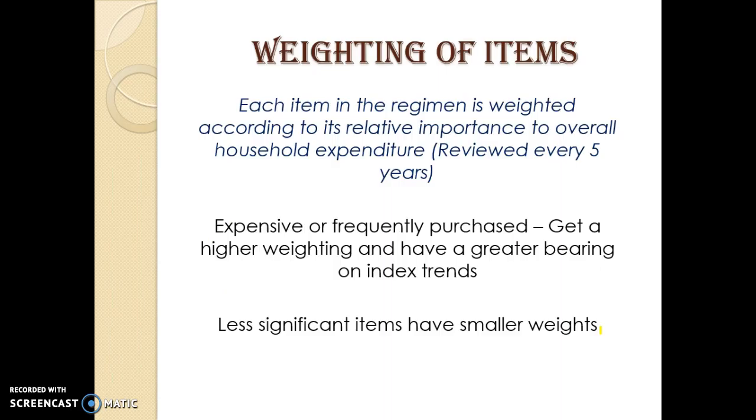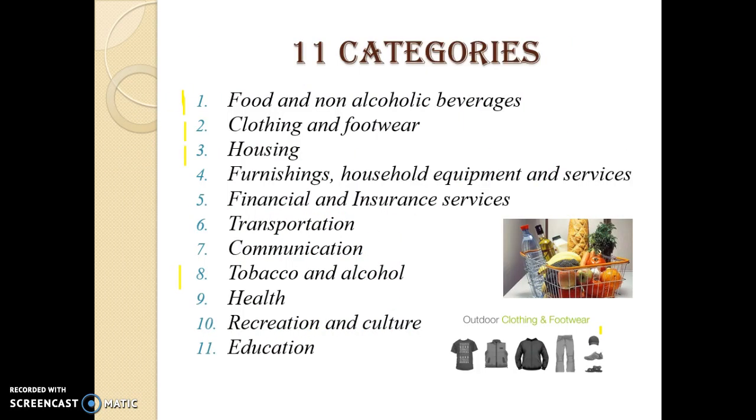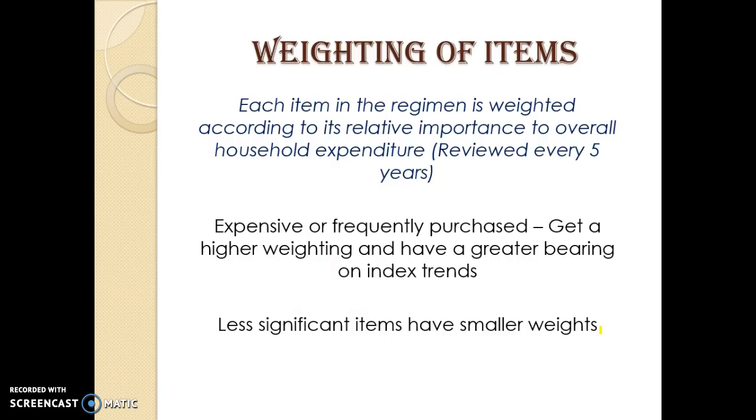Basically what happens is each of these 11 categories receive a weighting based on the importance to people's spending. So for example, if 20% of the average household's income is spent on housing, then that would get a weighting of 20%. So the weightings are reflective of what percentage of our income the average household is spending on each category. Each item in the regimen is weighted according to its relative importance. So basically, of those 100,000 goods and services, they would all get a weighting. So for example, butter might get a weighting of 0.0001% or something like that. And that will be combined with all the different other types of food to get an indication of what the weighting of food would be.